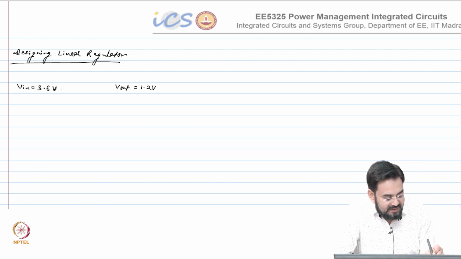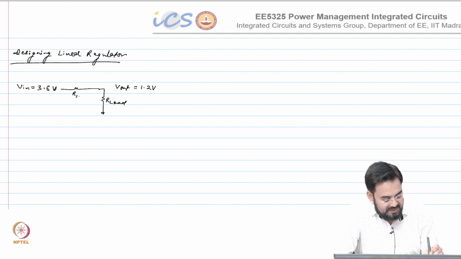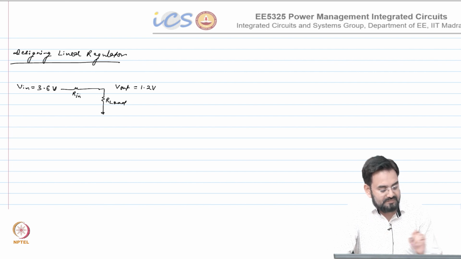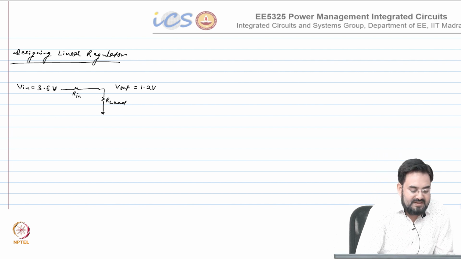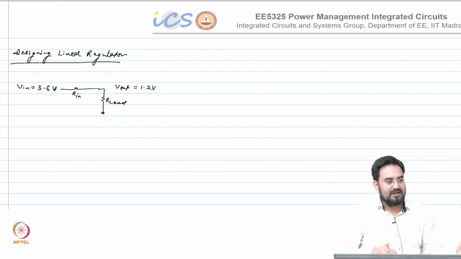So, what can I do? How can I generate this? Can I do this? R1, and if this is my R load, or let me call it R in. So, if I just add a series resistor in the supply, I can drop the voltage. If I drop 2.4 volt across that R in, my output will be 1.2 volt.